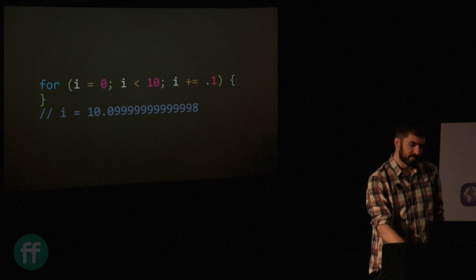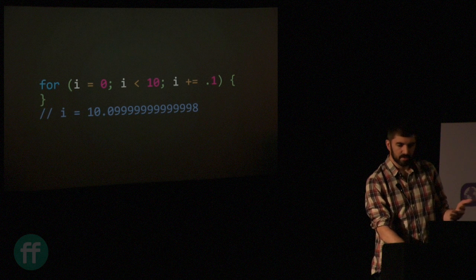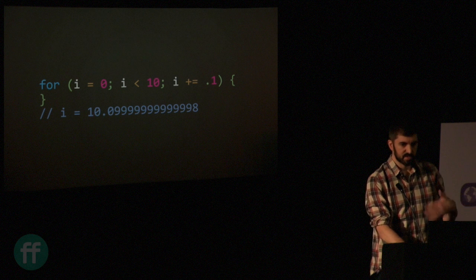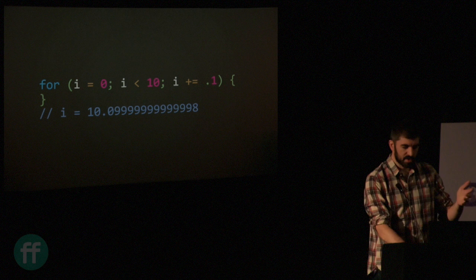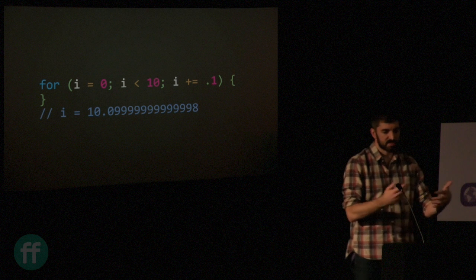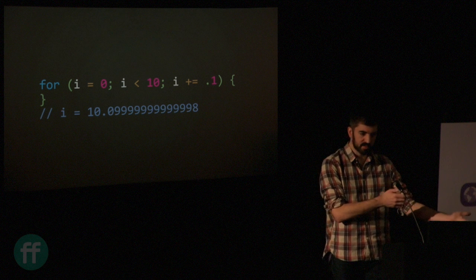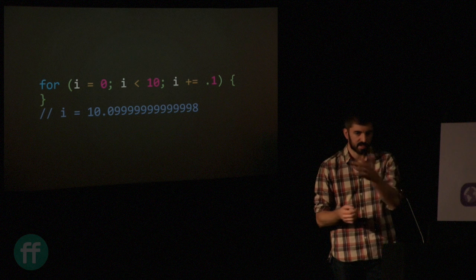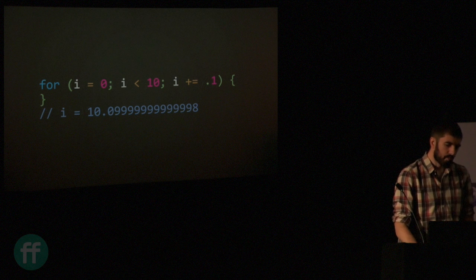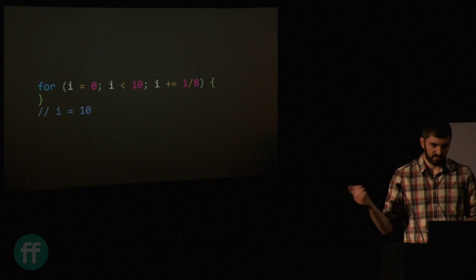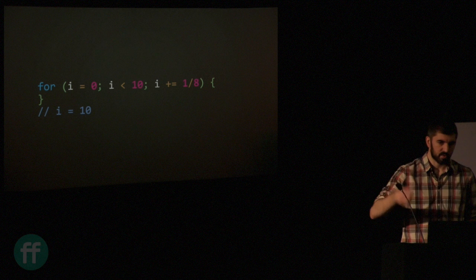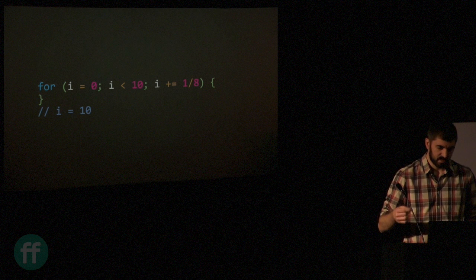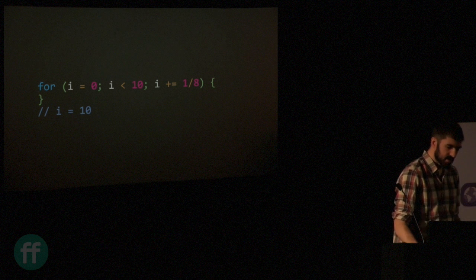So if you do a loop from 0 to 10 with an increment of 0.1, because 0.1 cannot be fully expressed as a power of 2, or fraction of a power of 2, the numbers in this loop cannot all be expressed exactly. And at the end, i is not equal to 10, it's equal to 10.099999. But if we use an increment that is a fraction of a power of 2, all the numbers along that loop can be expressed exactly. And that gives us some nice properties.